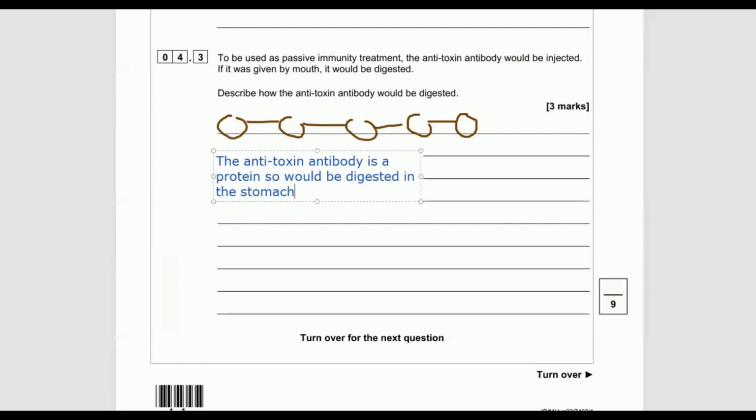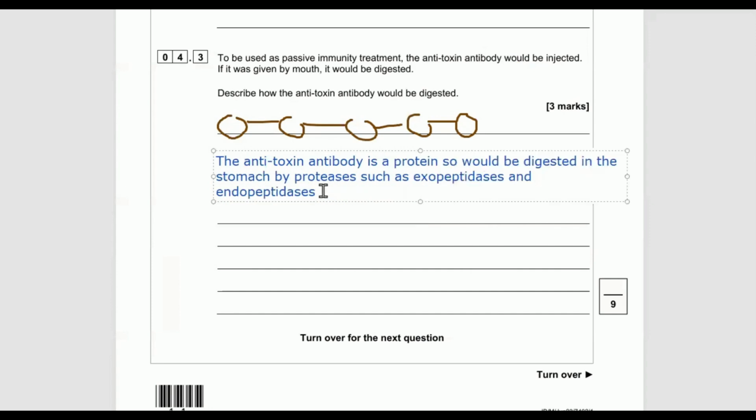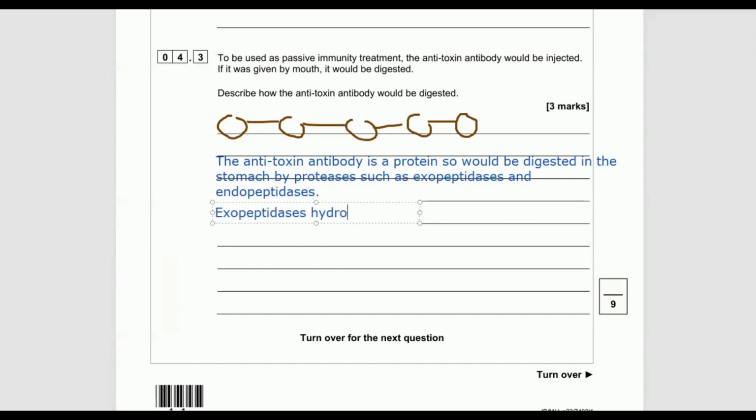You've got to use your A-level content. You can't just say protease digest protein into amino acids in the stomach, pH 2, all of that business. That is GCSE. So what we need to consider here is that you have exopeptidases, and they break off the end amino acids by hydrolyzing peptide bonds on the outside of the polypeptide. And then we have endopeptidases that hydrolyze peptide bonds inside the polypeptide, so within the chain. And so there you go.